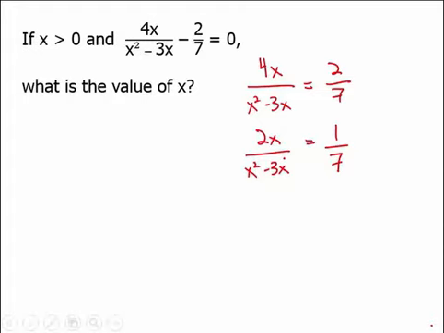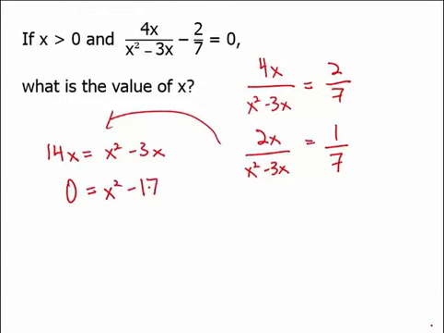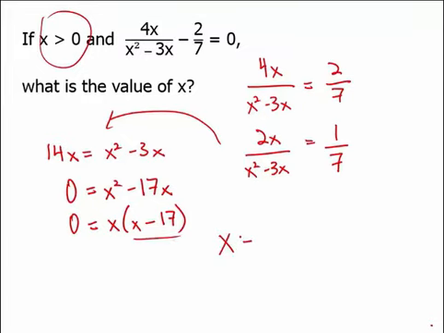Well, now, the amazing move I can do to get rid of the fractions is simply cross multiply. So if I cross multiply, I'll get 14x equals x squared minus 3x. Subtract 14x, I get 0 equals x squared minus 17x. And of course I can factor that. Now that it's equal to 0, I can factor that into x times x minus 17. Well, that shows us there are two roots. One of the roots would be 0, but we're told that we have to have x bigger than 0. The other root is x equals 17. And that is the value of x.